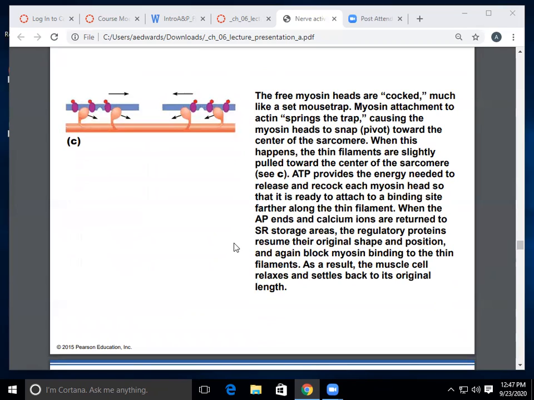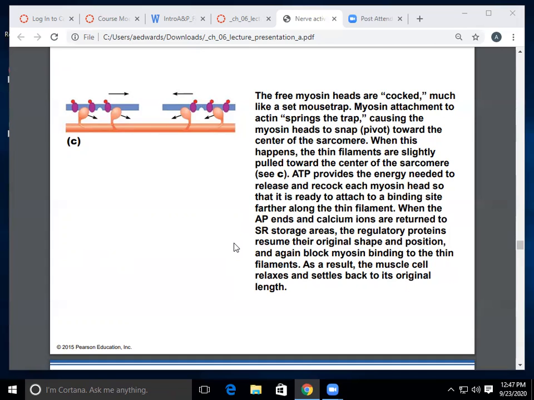So when these myosin heads get free, they're in what we call a cocked position. And the myosin attachment to the actin, the thin filament, works like a spring. It causes those myosin heads to snap or pivot toward the center of the sarcomere. And when that happens, thin filaments get pulled toward the center.